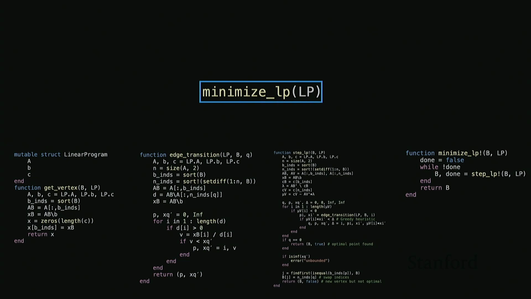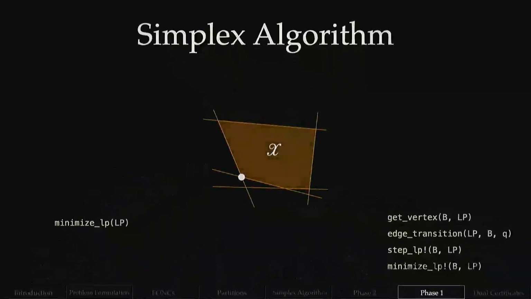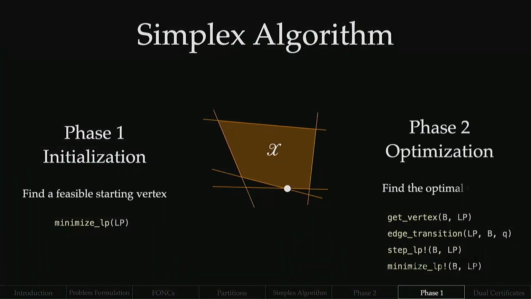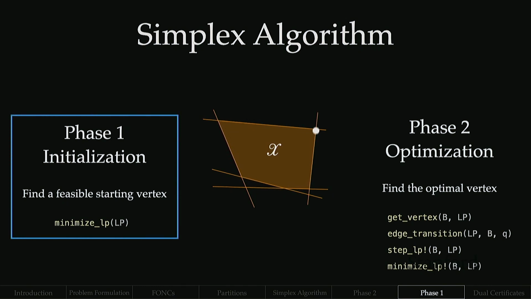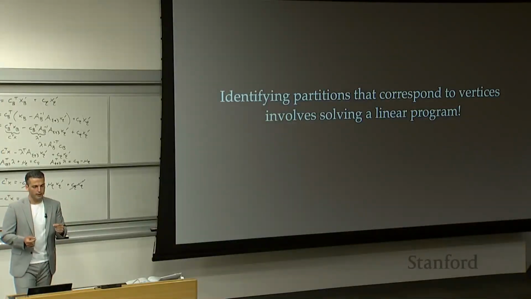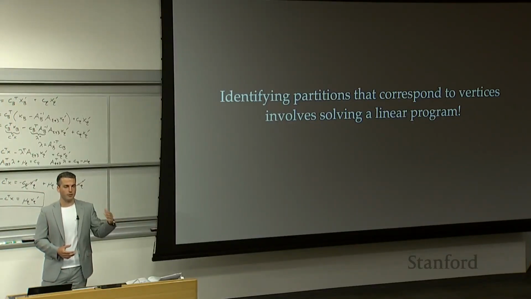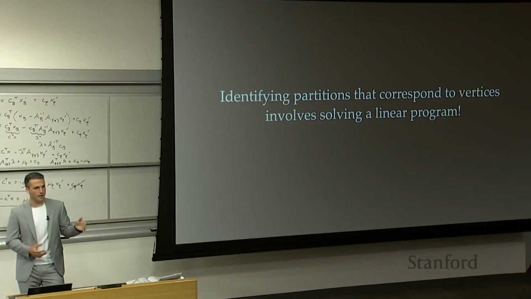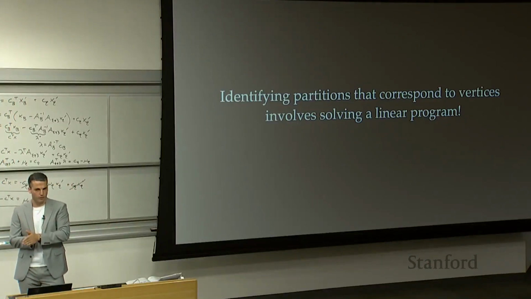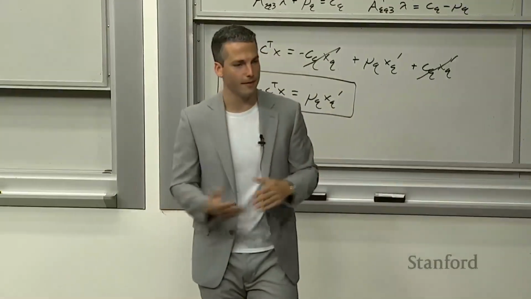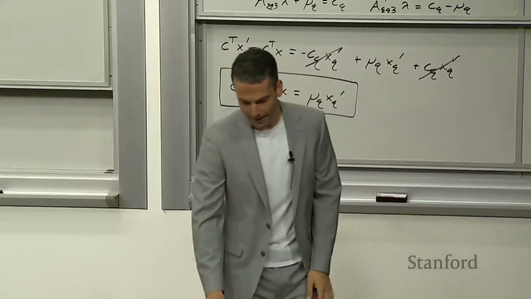How do we actually get this initial starting vertex here? Okay, so what we just saw was phase 2, where we're finding the optimal vertex. Now we're going to be focused on how do we find a feasible starting vertex to work with. As it turns out, identifying these initial partitions that correspond to vertices is actually going to involve solving another linear program. So what you might be thinking now is, wait a second, you're telling me that in order to solve a linear program, I have to first solve a linear program? Don't we enter this sort of circular loop here and we can never solve it? So the answer is no, and we're going to see why.